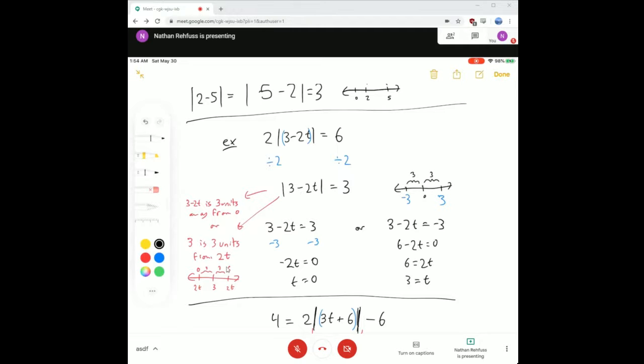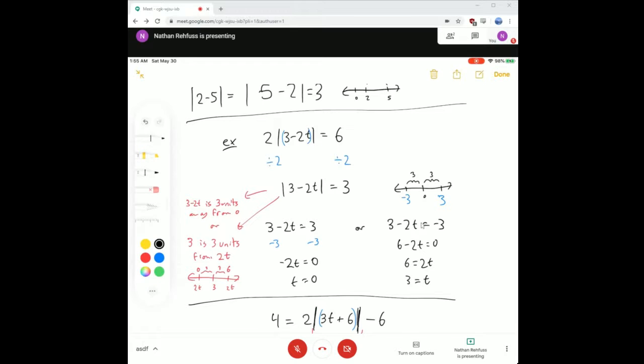And let's solve the problem, and then I'll talk about this interpretation after. So either this thing inside is 3 or it's negative 3. If it's 3, I can subtract 3 from each side and then divide both sides by negative 2, and I see that t must be equal to 0.